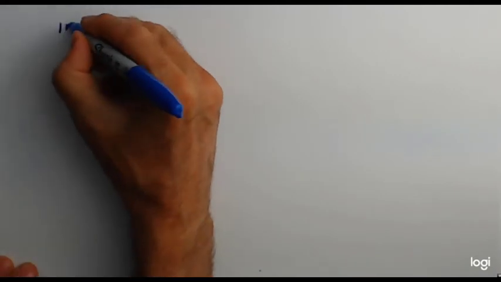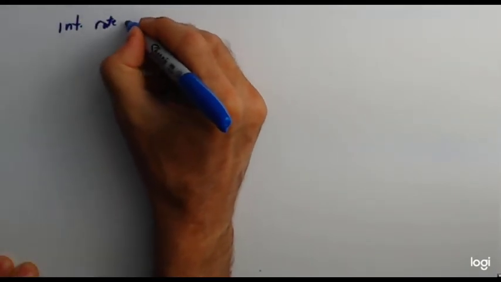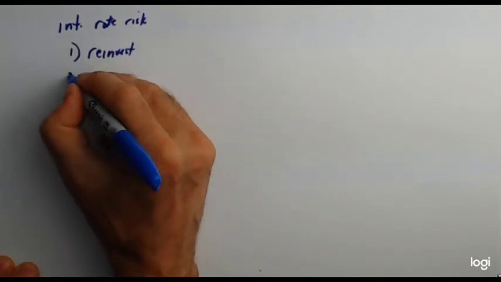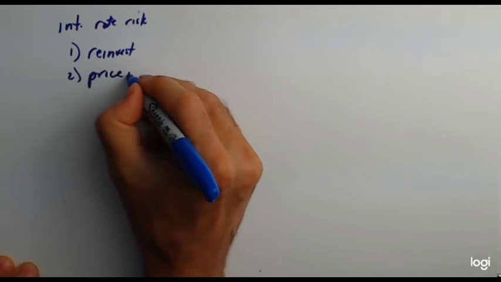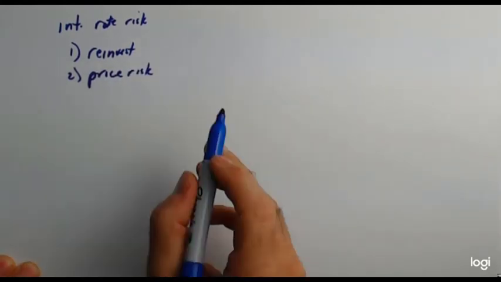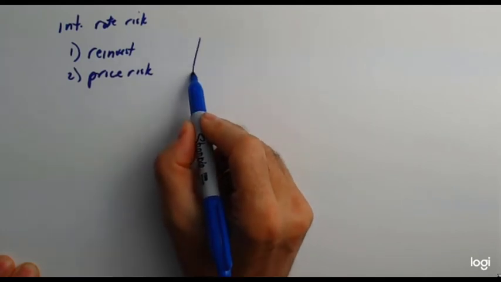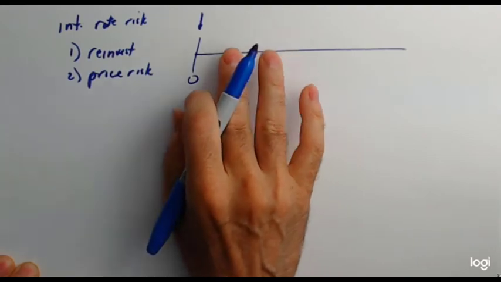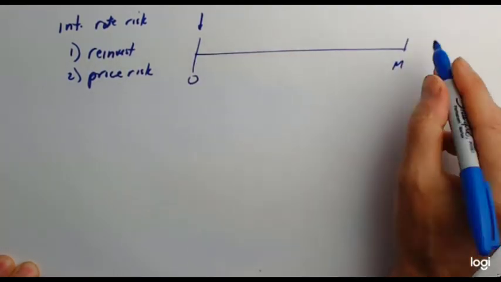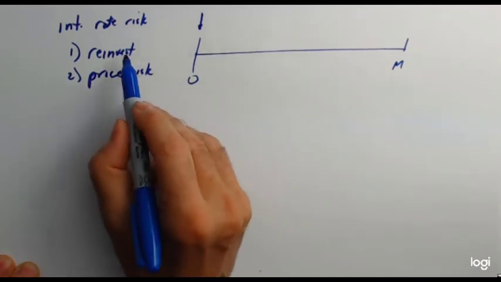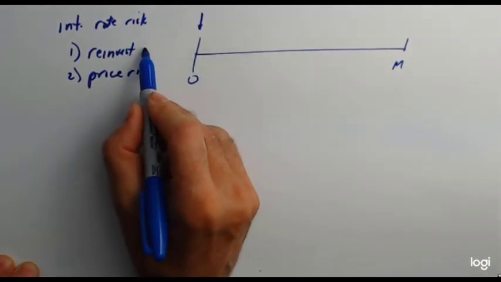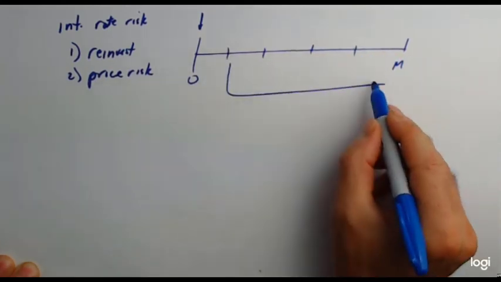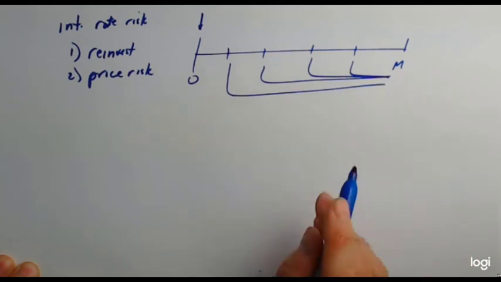Recall that there's two types of interest rate risk. There's one, reinvestment risk, and two, there's price risk. Now let's look at reinvestment risk. Reinvestment risk is primarily associated with, look, you buy a coupon bond at this point, and it matures somewhere out here in the future. Reinvestment risk is all about interest rates dropping. So if interest rates drop, you're going to have to reinvest all these coupons at low interest rates.